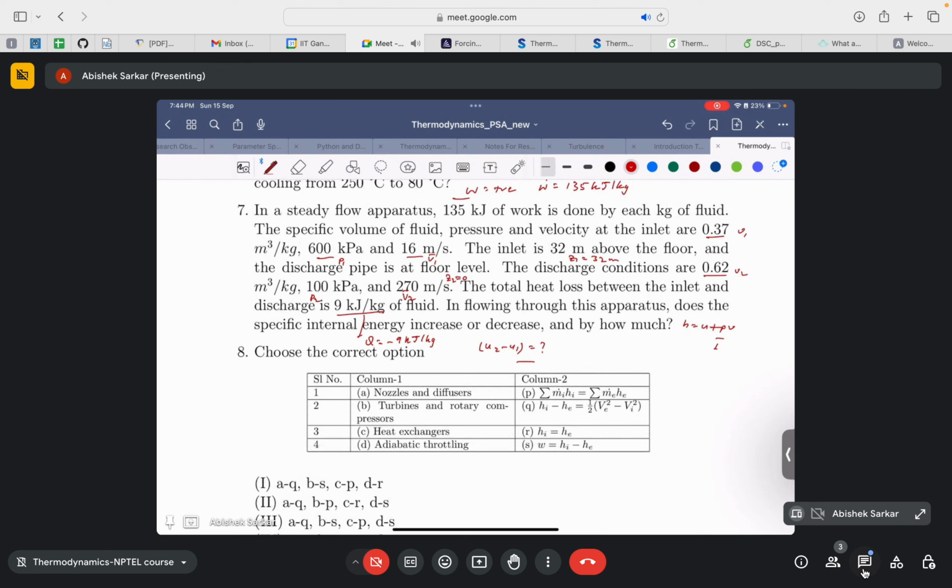So let me also try to write. Since all terms are in kilojoules per kg, let us write the equation in that form. So small q dot plus h1 plus v1 square by 2 plus gz1 will be equal to w dot plus h2 plus v2 square by 2 plus gz2. The key thing is to convert h into the sum of the internal energy and the flow work.